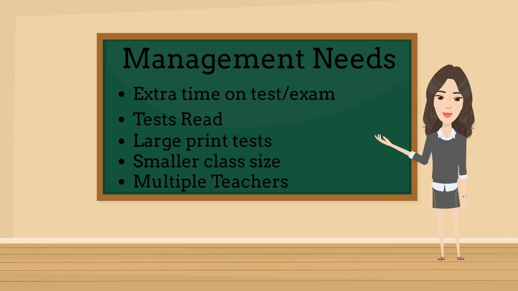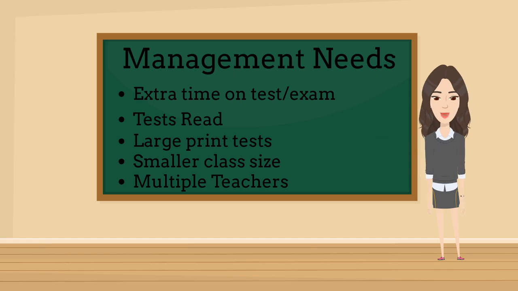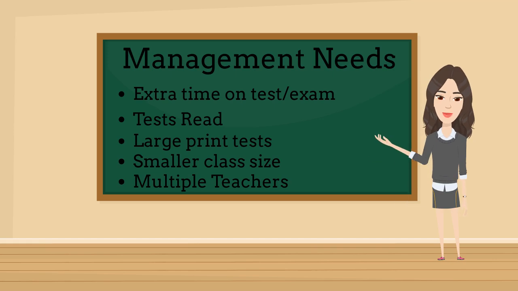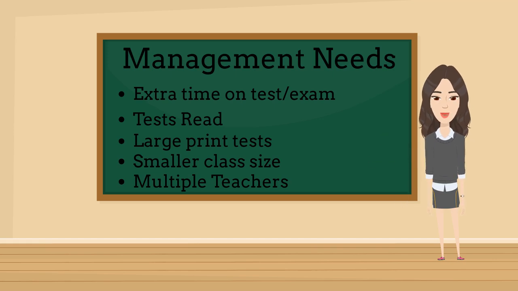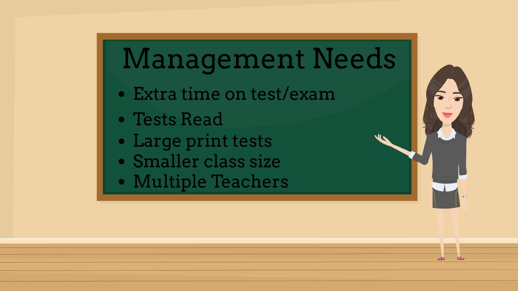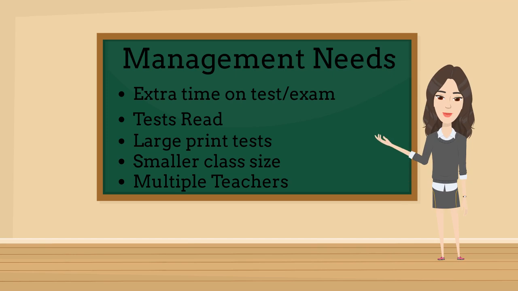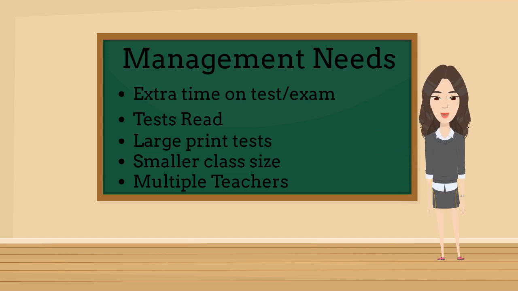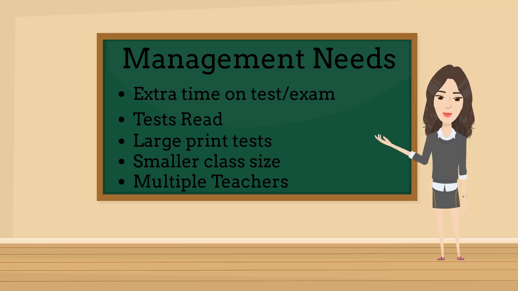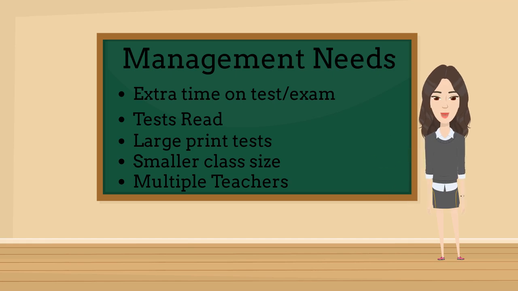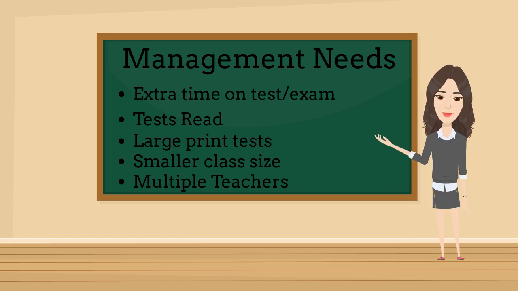Management needs for students with visual impairment include giving the student extra time on tests or exams, having the tests read to them, large print tests, smaller class sizes, and having multiple teachers. This can happen all the way up to the New York State level, where even on the Regents exams, you can have these accommodations for students with visual impairments.